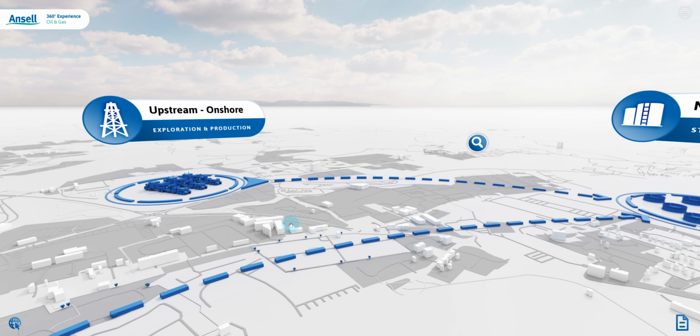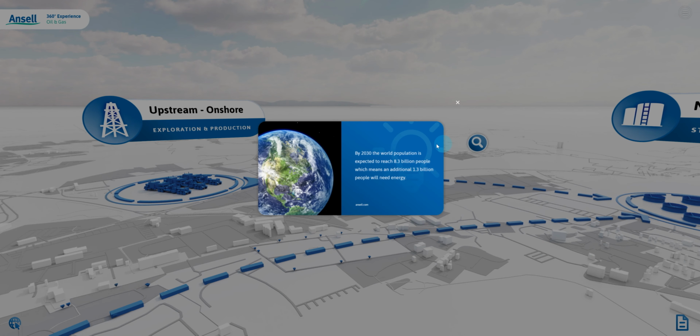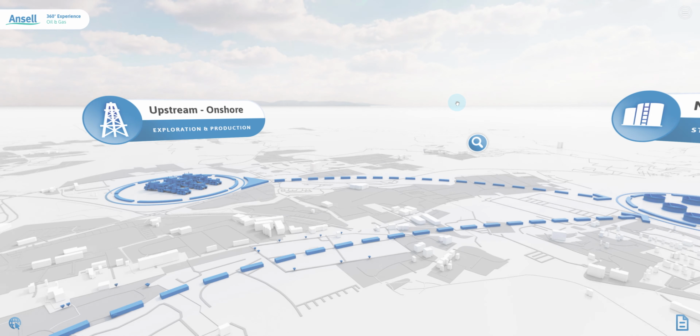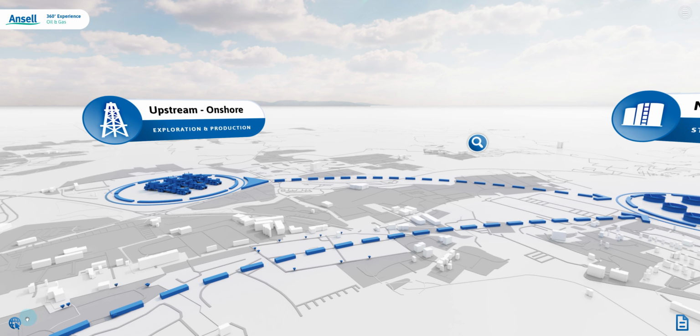Each environment contains interesting facts about the oil and gas industry. Click on the magnifying glass icon to view this information. In each corner of the tour, click on the icons to reveal additional information about Ansell products and services.